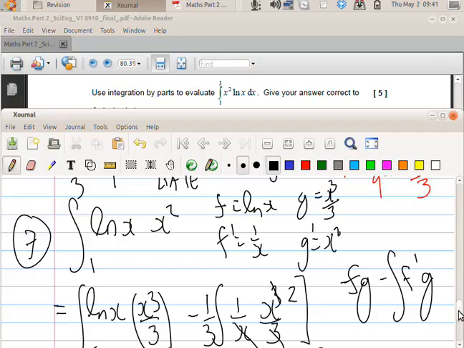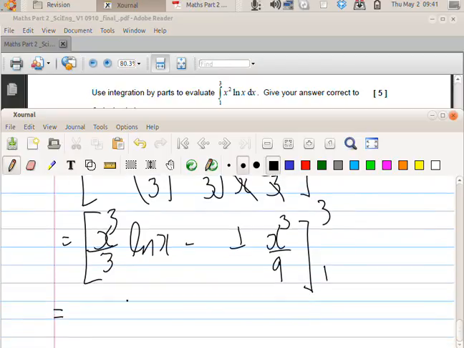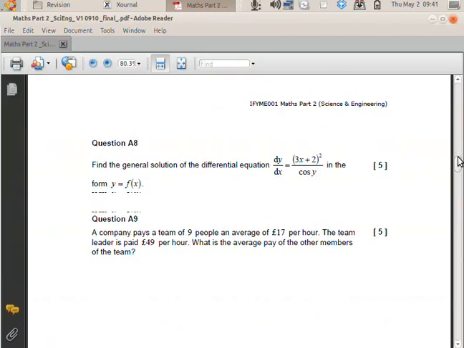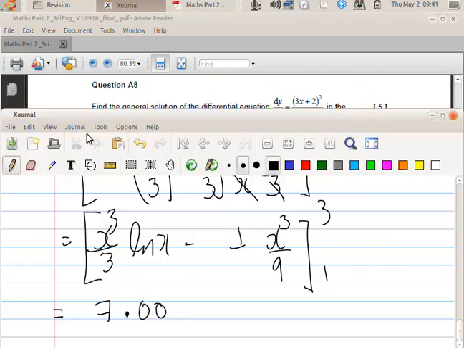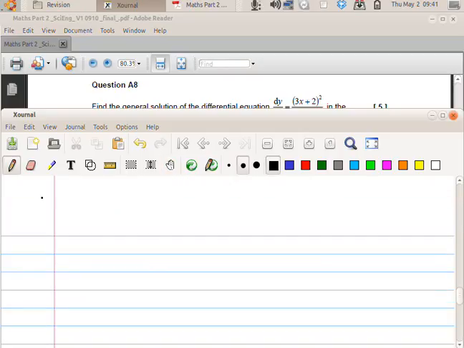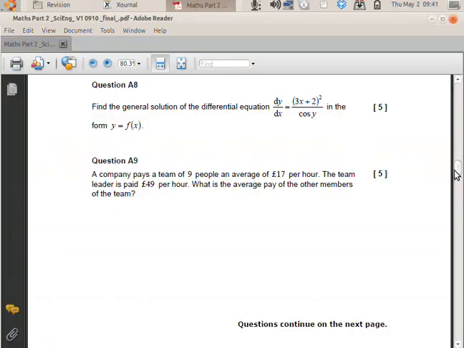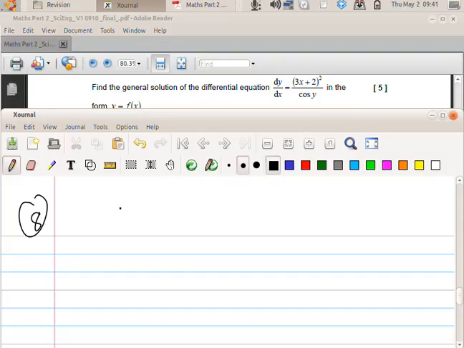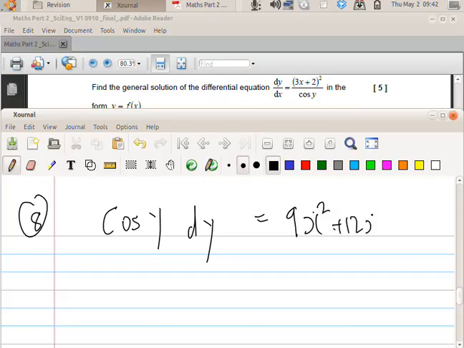Okay, let's move on, we're stuck. Which equals, to 2 decimal places, 7.00. Okay. What's next? Number 8. He wants you to solve this, so just a little bit of cross multiplication here will do it. And I think I'd like to expand what's on the right. 9x squared plus 12x plus 4 dx.